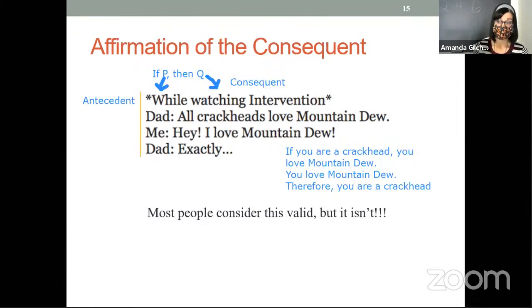logical arguments, but here's the catch. I will never ask you why something is valid. You simply need to know that certain logical forms are valid and other ones are not. You do not have to understand why. You just need to know that affirmation of the consequent is not valid.